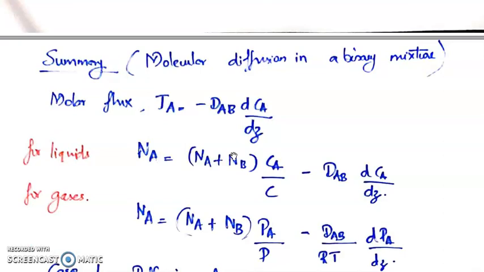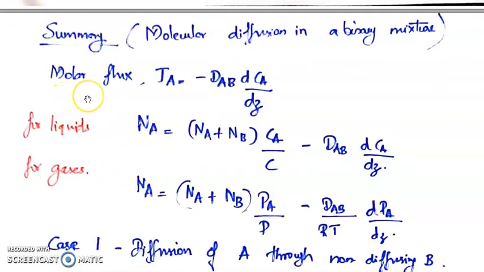So what we are discussing is the molecular diffusion in a binary mixture. When I say binary mixture, it is a mixture of two components, and that can be either in liquid phase or in gaseous phase. So let's discuss for each.